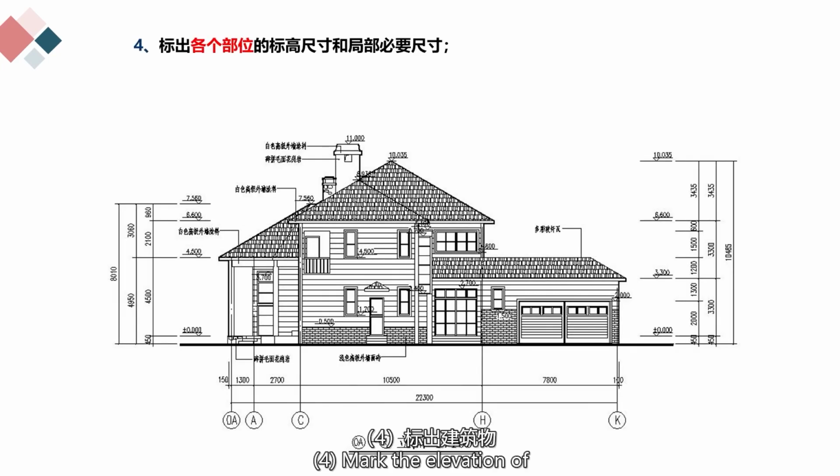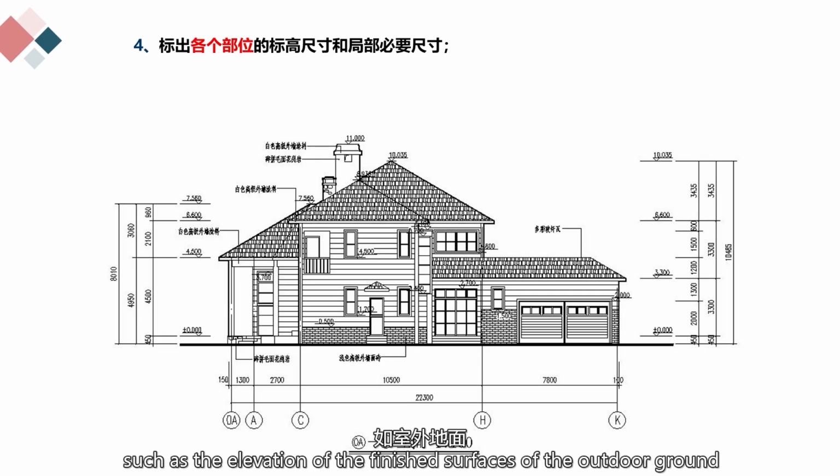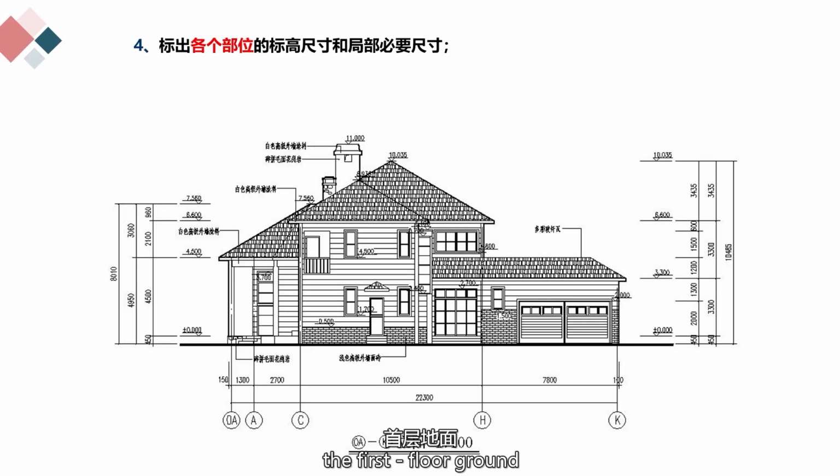4. Mark the elevation of each main part of the building and the necessary local dimensions, such as the elevation of the finished surfaces of the outdoor ground, the first floor ground, steps, window sills, the tops of doors and windows, balconies, canopies, eaves, roofs, etc.